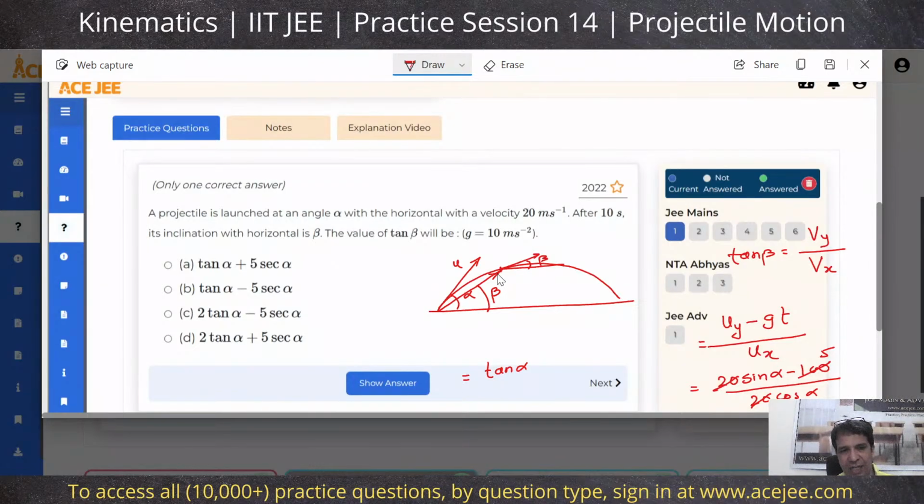When it says after 10 seconds, its inclination with the horizontal, is it talking about the particle? Anyway, that is not a very well worded question, unless there is a typo in the question when it was brought in. But I don't think there is a typo. Yes, Beta? Chavi? Yes, sir. Okay.